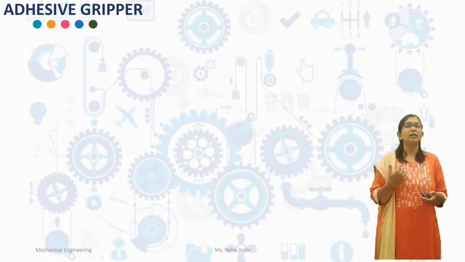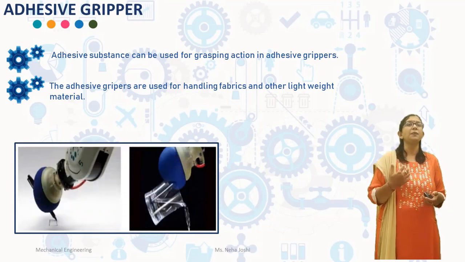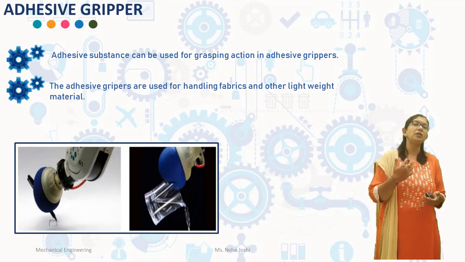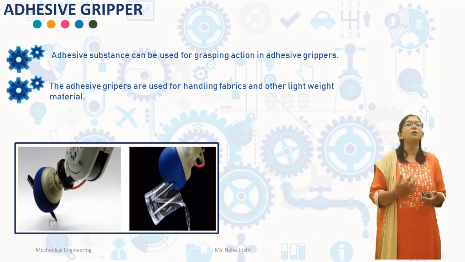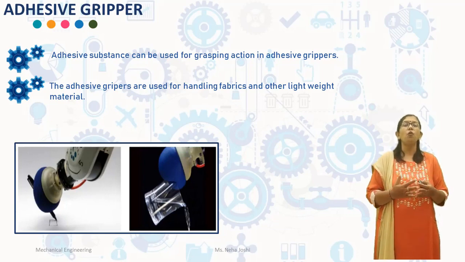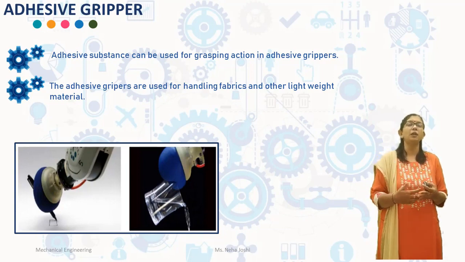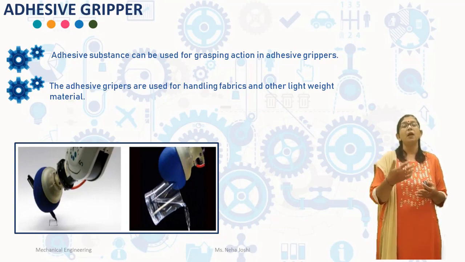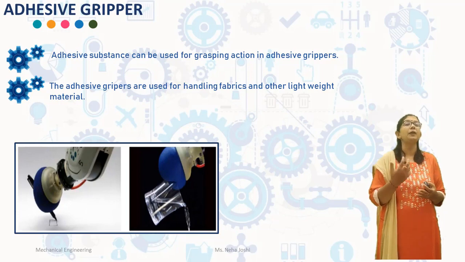Now the last one is adhesive gripper. An adhesive substance can be used for the grasping action in an adhesive gripper. In an adhesive gripper, the adhesive substance loses its tackiness due to repeated use. This reduces the reliability of the gripper. In order to overcome this difficulty, the adhesive material is continuously fed to the gripper in the form of a ribbon by a feeding mechanism. Adhesive grippers are used for handling fabrics and other lightweight material.